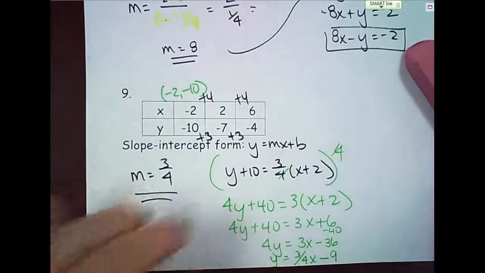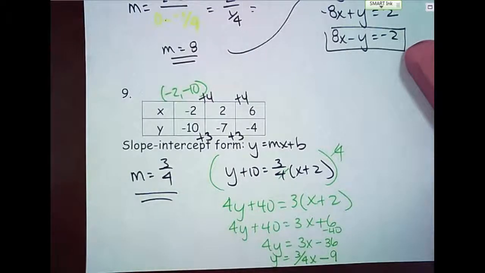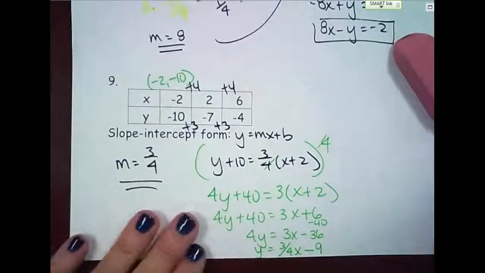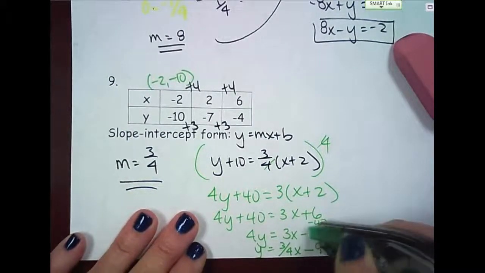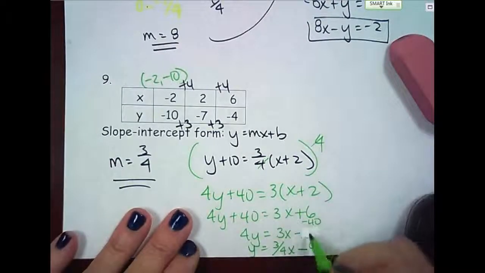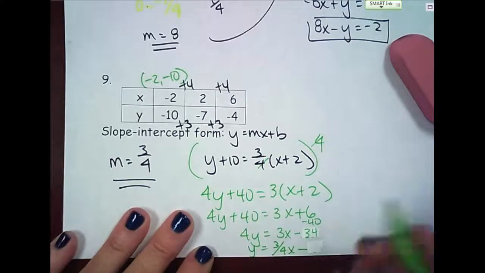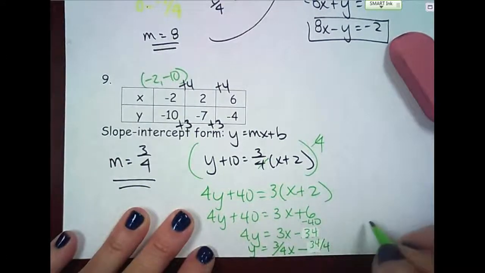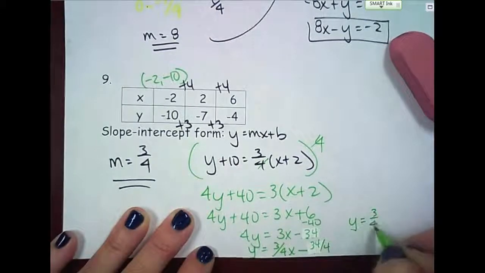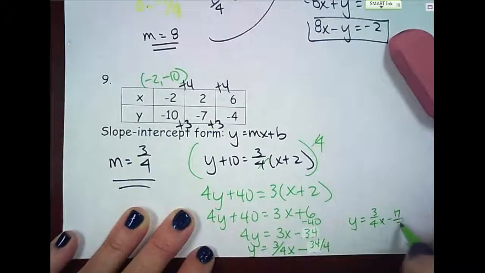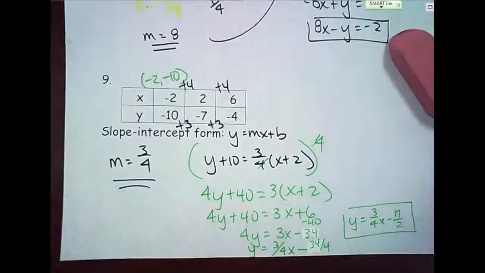Is it the 4 I asked for? Yeah. Questions? What did I do wrong? Oh, I see. Guys, I made a mistake right here. What should this be? Thank you. I just was working too fast. And then when I divide by 4, you get 34 over 4, don't you? Does that reduce? So y equals 3/4 x minus 17/2. Is that better? Yeah, I apologize.